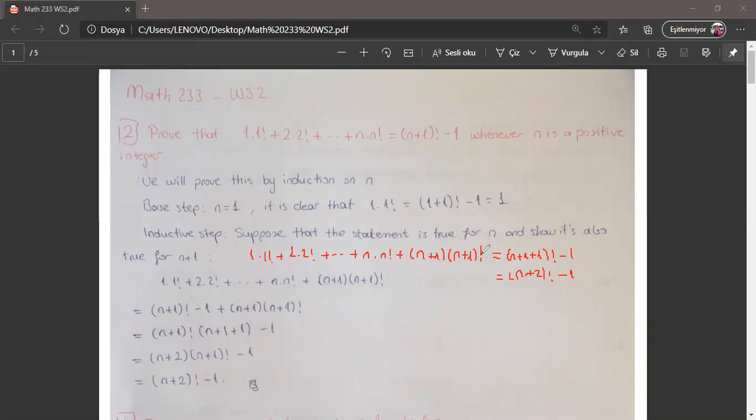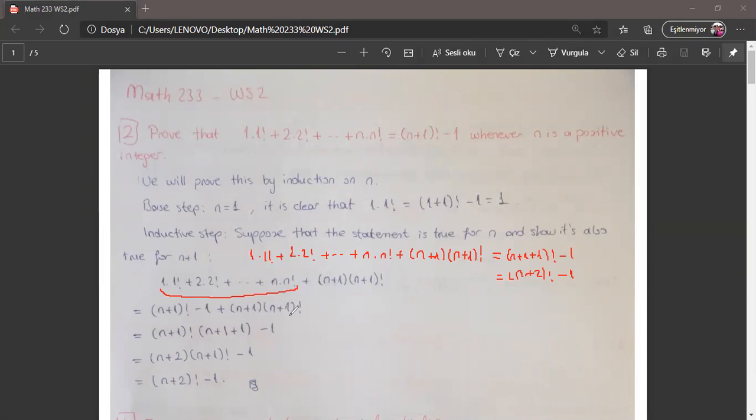So we start with the left one. We have this. As we suppose that it's true for n, for this part we know it's equal to (n plus 1) factorial minus 1, right? As the statement says. So for n, we know it's correct. So till here, we have this, plus we have the rest here.